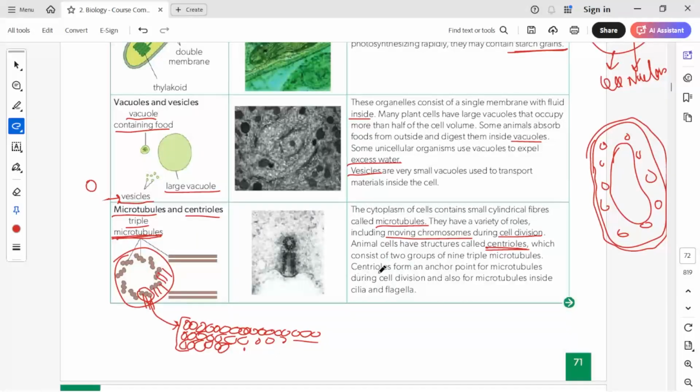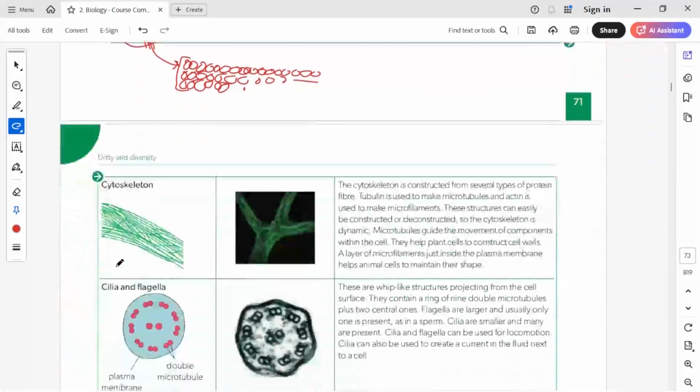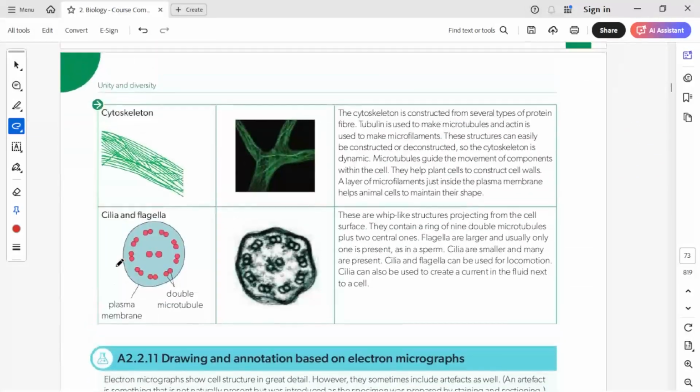Now the next thing is that centrioles form an anchor for microtubules during cell division, and also for microtubules inside cilia and flagella. So cilia and flagella will also have certain arrangements of microtubules, and spindle fibers also have these arrangements. Now coming to the cytoskeleton. So the cytoskeleton is made up of several protein fibers.